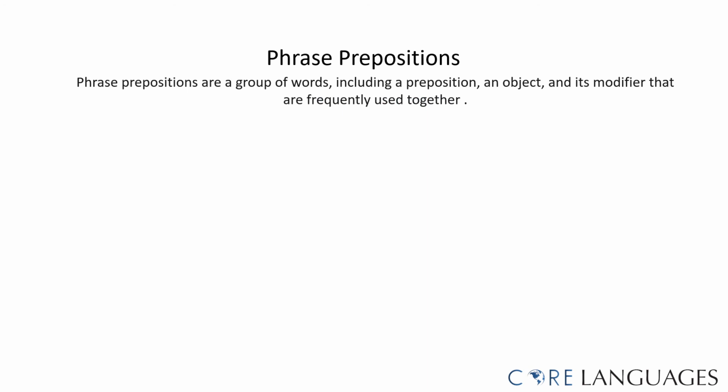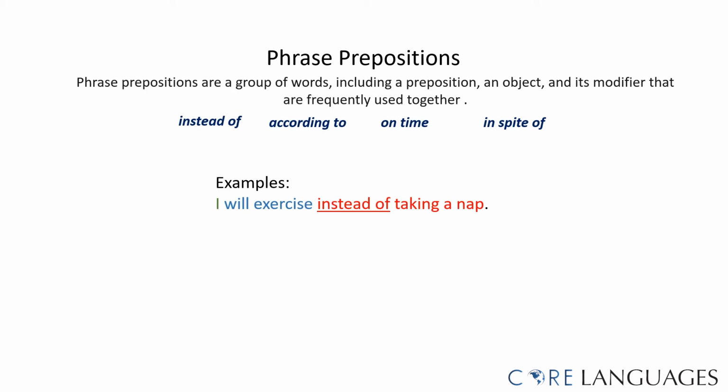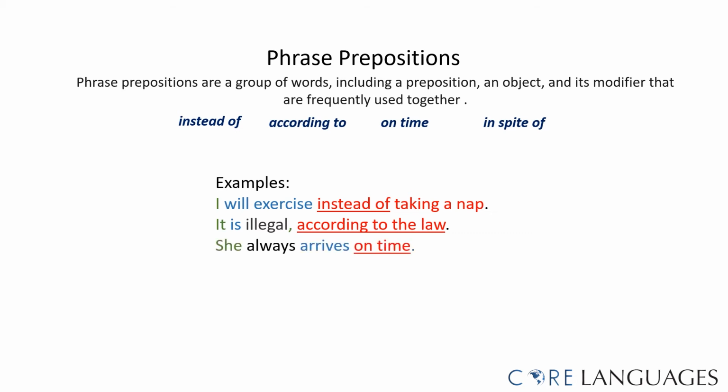Phrase prepositions are prepositions that are a group of words, including a preposition, that are frequently used together. For example, instead of, according to, on time, in spite of. For example, I will exercise instead of taking a nap. It is illegal according to the law. She always arrives on time.